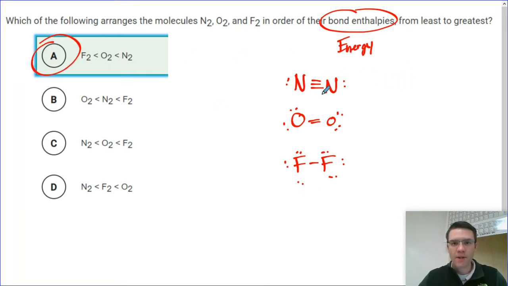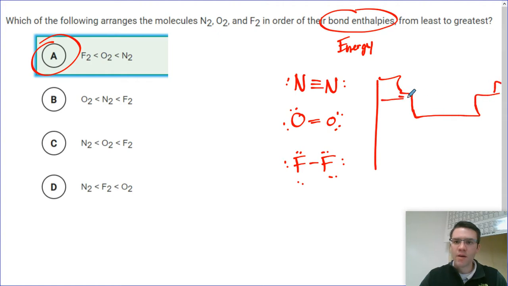Another comment for this, these are all in the same period on your periodic table. So if you look at your periodic table, all of these elements are in period 2 in that second row. So they're all similar sized atoms. So we can assume that the size of the atom's not impacting the energy here very much. They can be relatively close to the same distance apart. And the only thing that's affecting it is your bond order.